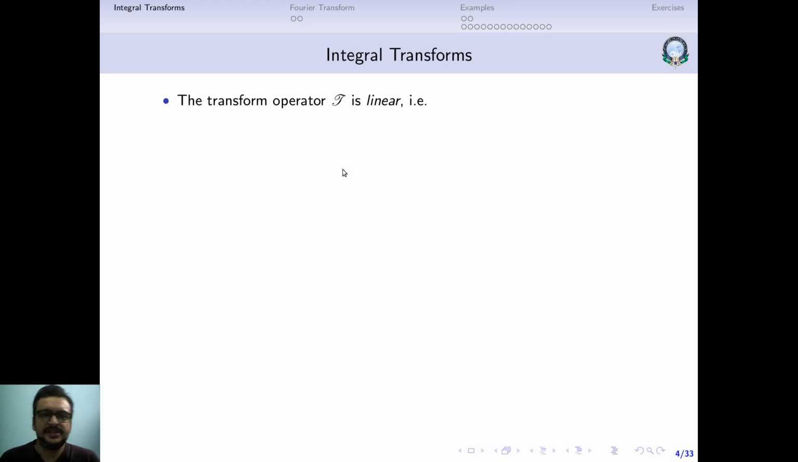So this integral transform must have these properties of linearity. The transform operator T is linear. That is, if I apply the transformation on a sum of two functions, f1 and f2, that is the same as applying the transformation on the individual functions and taking the sum of them. Okay, so it means the transformation of the sum of functions is equal to the sum of the transformations of the functions. So that's the first condition for linearity.